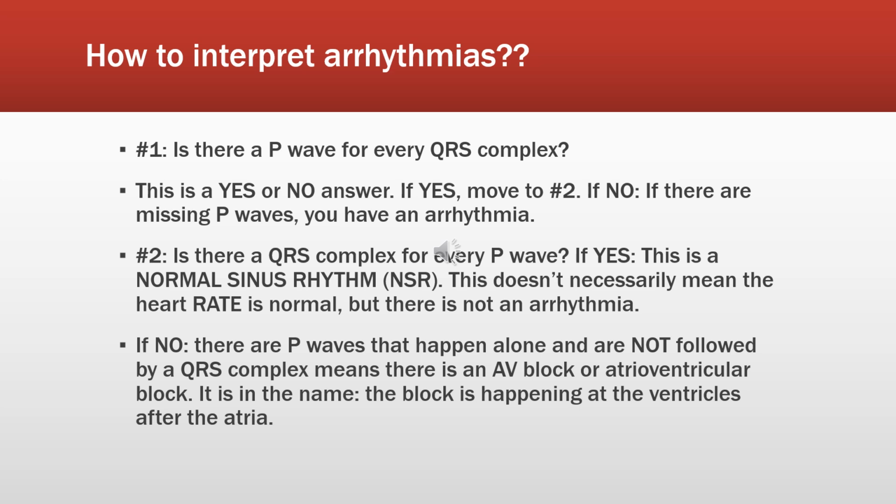As we just went through in the previous slide, the conduction happens through the atria, and then spreads down through the ventricles. So if there's a P wave, your atria contracted. If there's no QRS complex, then the ventricles did not contract. The next slide will go into heart blocks with first and second degree heart block.